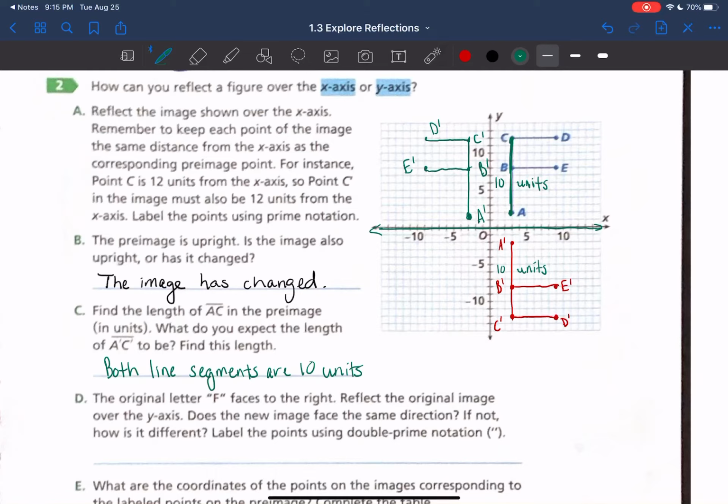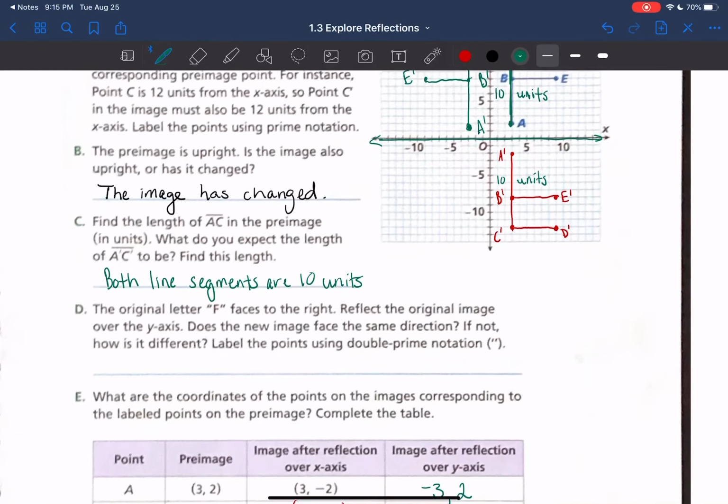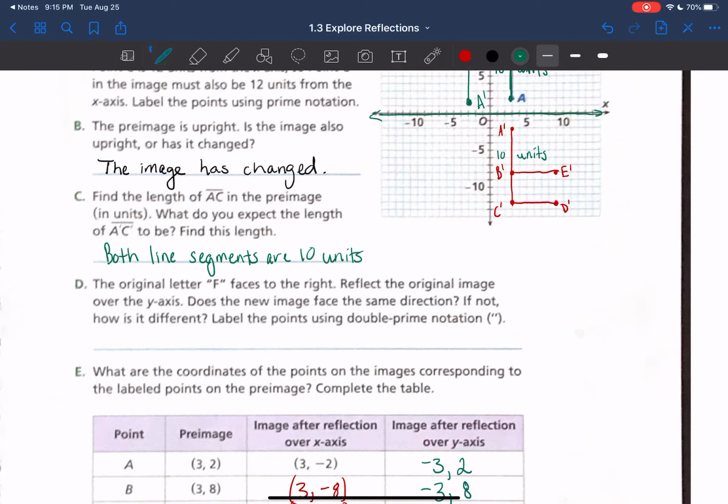And we'll say that the letter F now faces to the left in the image. So the pre-image faces right, and the image faces left.